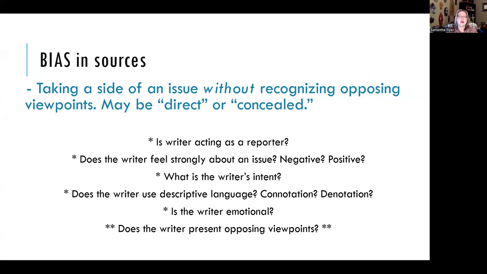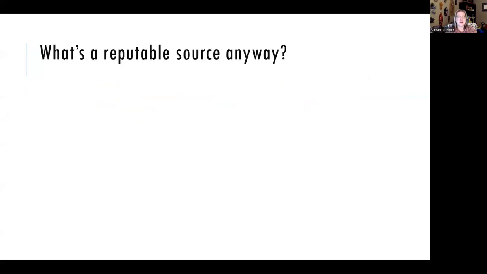Here's the big kicker. Does the author provide opposing viewpoints in the argument? That's the big one. So, are other ideas presented in the writing? If not, you definitely have bias. So, check those sources and see what's going on.